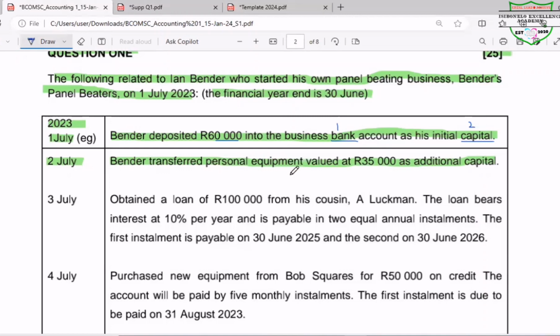So the owner transferred equipment. So this is the first account, equipment, which is an asset, a long-term asset. And this equipment is contributed as part of his capital. So it's additional capital. So the second account affected is capital. So now we have identified two accounts affected, equipment and capital.